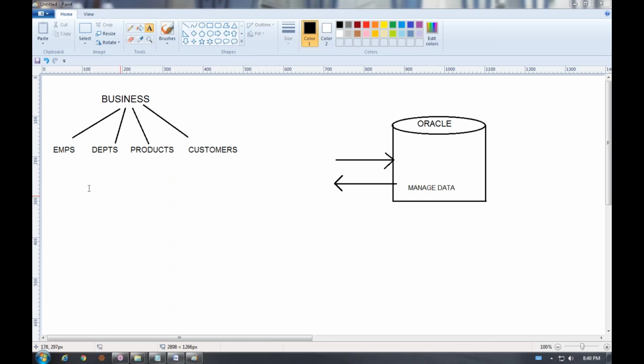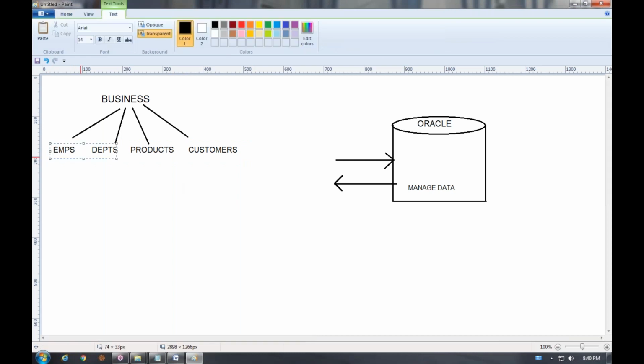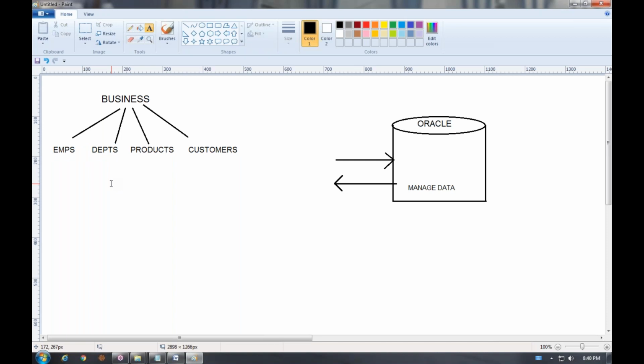Yeah. So, business is a collection of objects. From each object, data will be generated. So, what is the data? See here, employee. Employee is having some information. What is the information? Employee ID, employee name, salary, designation. This is information of one employee. If you have 100 employees, then 100 lines of data is there. If you have 10,000 employees in your business, 10,000 lines of data is there.